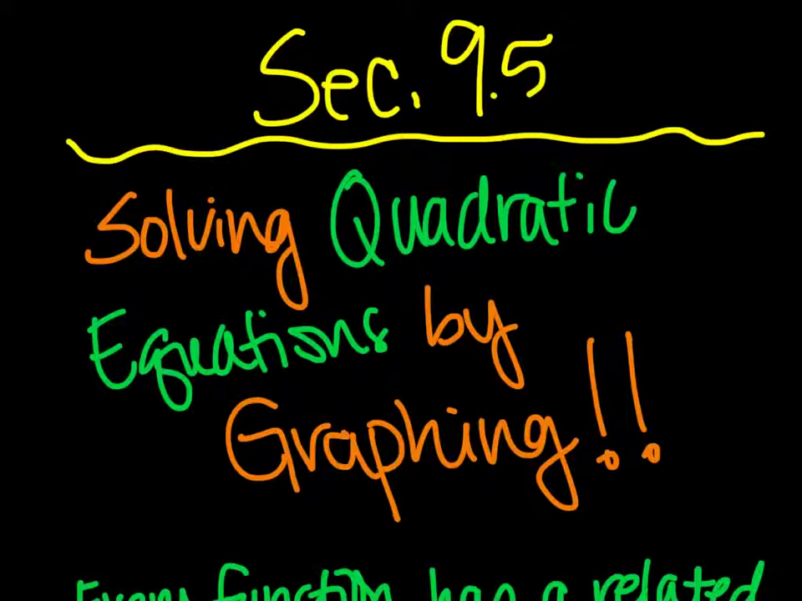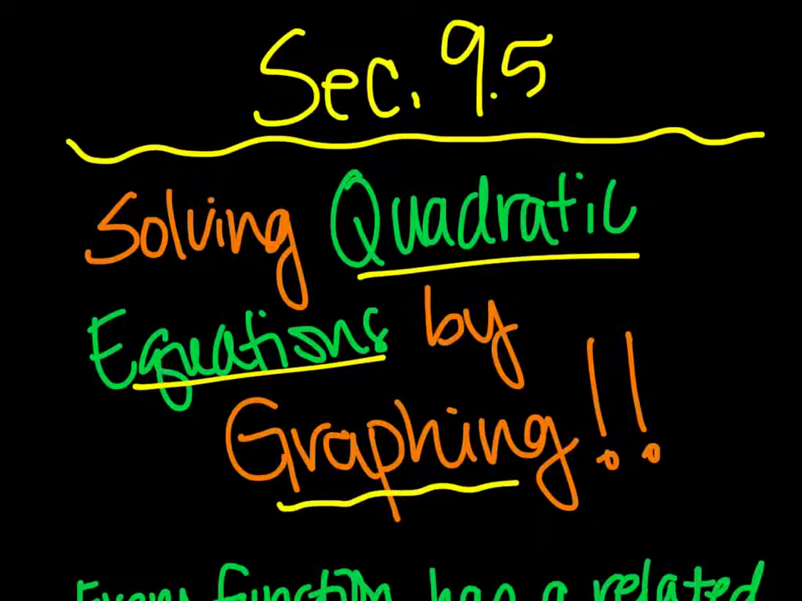Welcome to section 9.5, and in this video we are going to be solving quadratic equations by graphing. We've already been practicing graphing. We've been finding the axis of symmetry and the vertex and the y-intercept, and then also finding a couple more points that we could mirror across that axis of symmetry and then graph an equation or a function, a parabolic function in all reality.